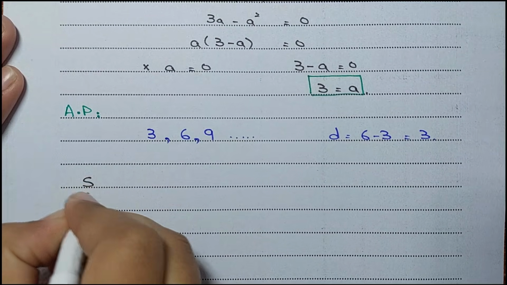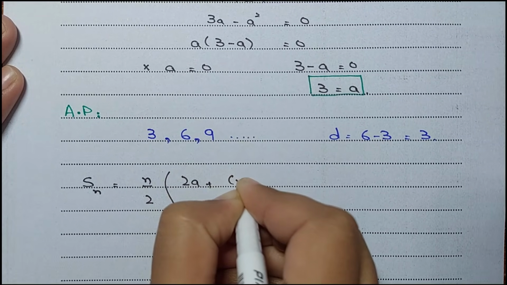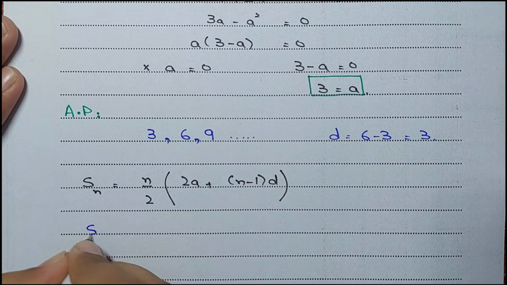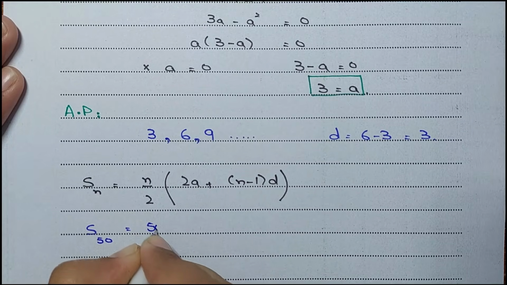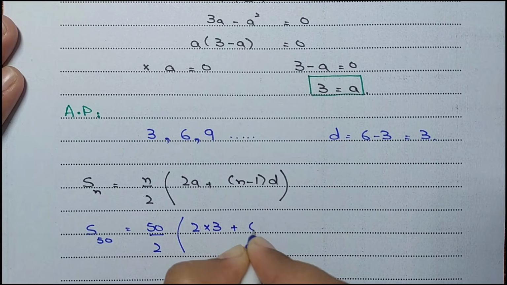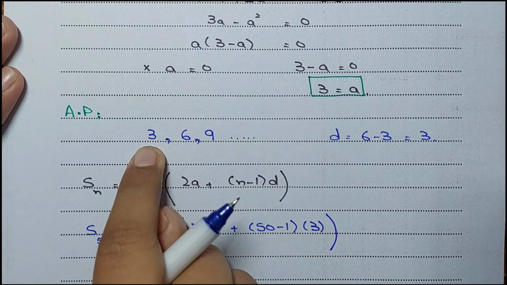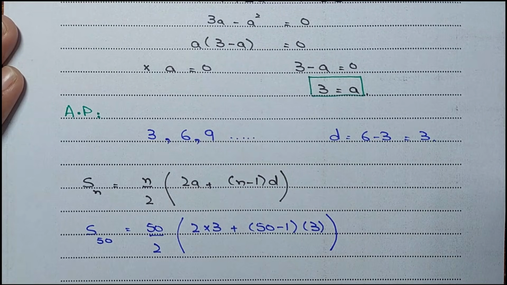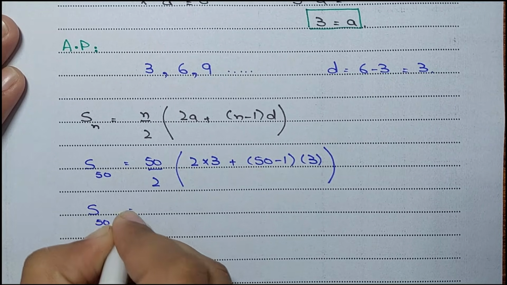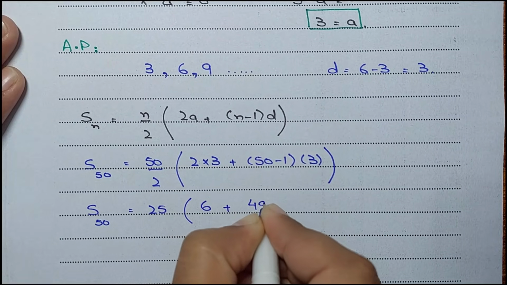Now let me write down the sum formula for an arithmetic progression, which is n by 2 into (2a plus (n minus 1) into d). For the sum of the first 50 terms, n is 50, divided by 2, and we have 2 times the a value, which is 3, plus (50 minus 1), and the d value is also 3. The first term a is 3 and the common difference is 3. I plug everything in, and for the simplification, 50 over 2 is 25, 2 times 3 is 6, plus 49 times 3.